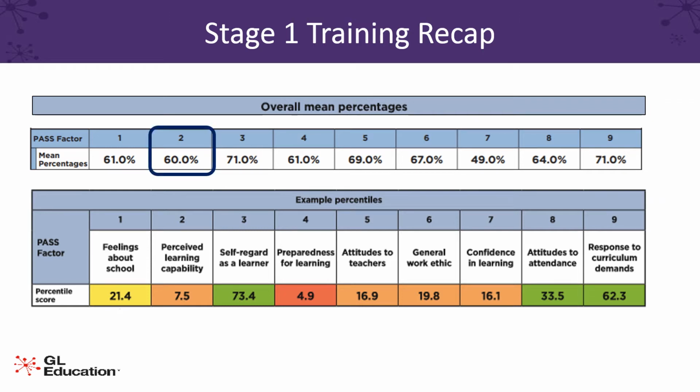In the example on the screen, we can see that students in this group, on average, responded positively to 60% of the questions in relation to PASS Factor 2, perceived learning capability. Mean percentage scores are the easiest piece of data to use for comparisons across groups and across time.